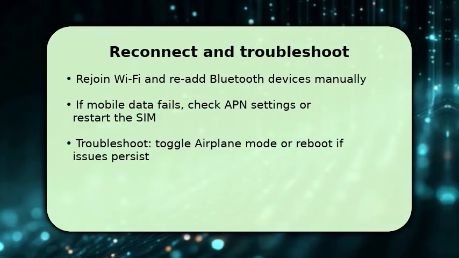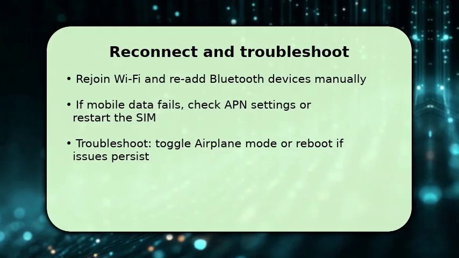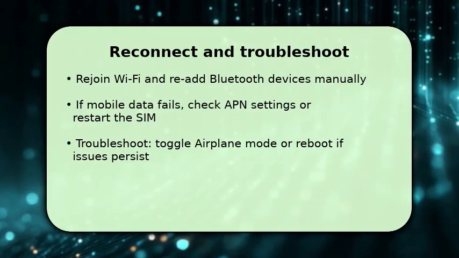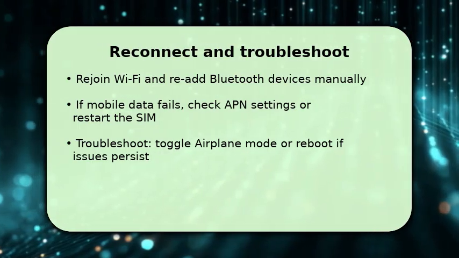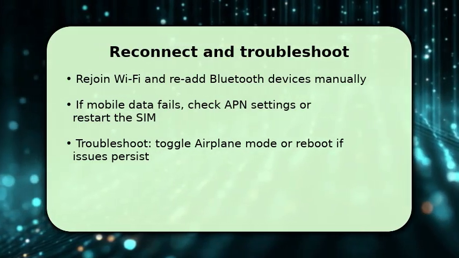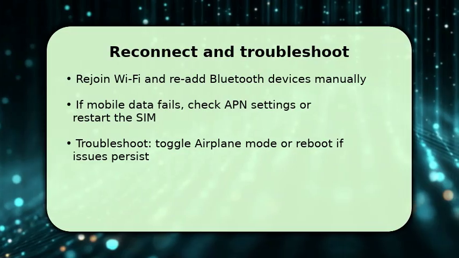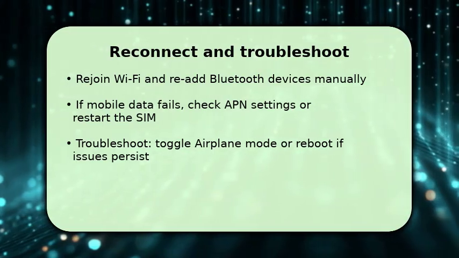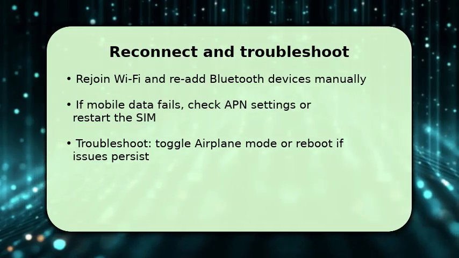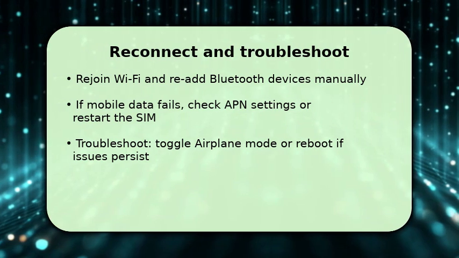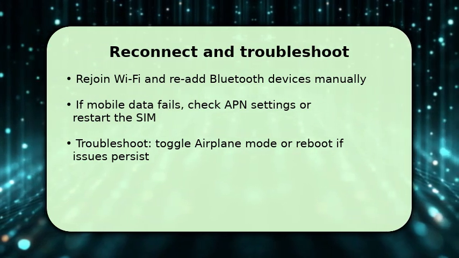If mobile data doesn't come back, make sure your carrier APN settings match the provider's recommended values and try removing and reinserting the SIM. If problems continue, toggle airplane mode for 10 seconds or reboot the phone to reinitialize radios. One key troubleshooting tip: if connectivity still fails, test with another SIM to isolate whether the issue is device or carrier related.